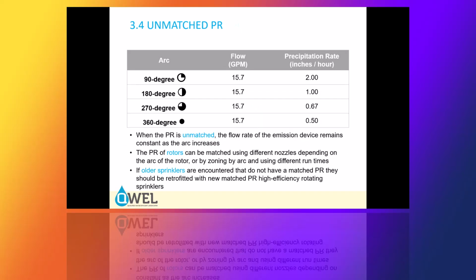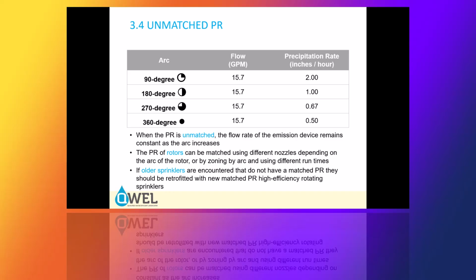When the precipitation rate is unmatched, the flow rate of the emission device remains constant as the arc increases, and you can see that here. So our arc is increasing: 90, 180, 270, 360. As the arc increases, the flow rate all remains the same, but the precipitation rate actually decreases. So it goes from 2 down to 0.5. The precipitation rate of the 180-degree head is half of that of the 90-degree head.